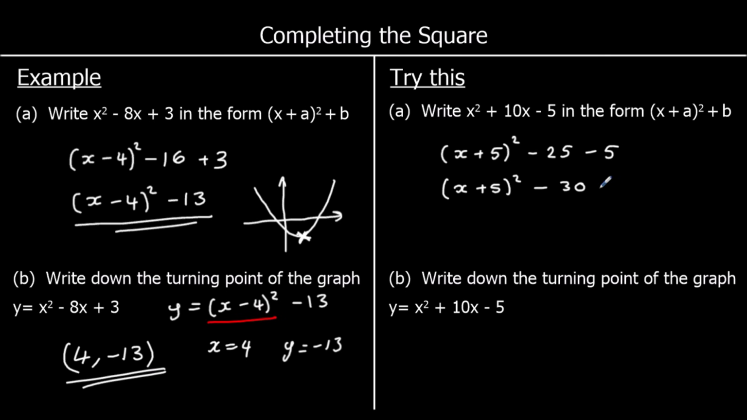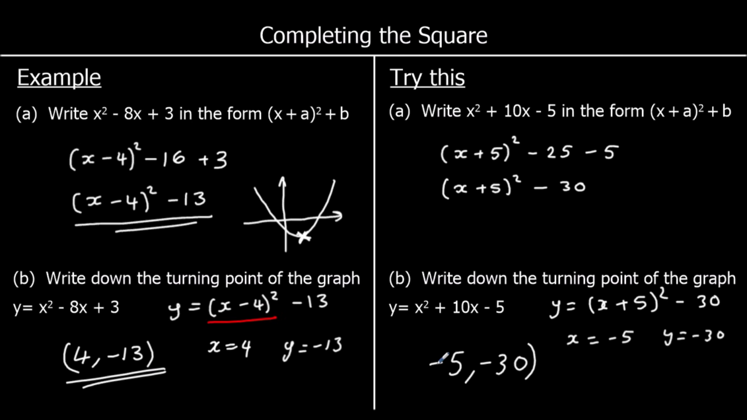So what's the turning point? So if y is x plus 5 squared minus 30, what does x have to be to make the bracket 0? That's minus 5, negative 5. And then if x is minus 5, what is y? y is negative 30. So the turning point is at minus 5, minus 30.